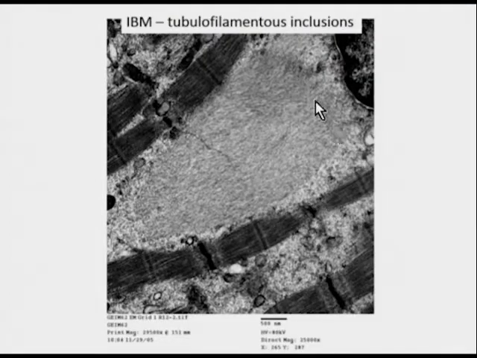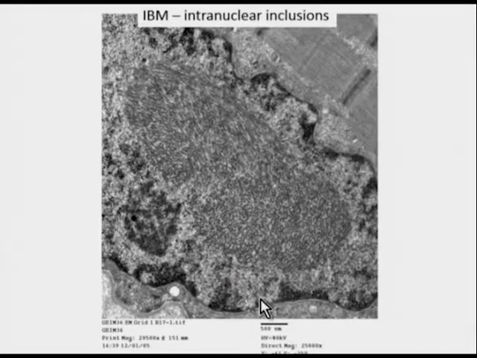Here is another tubulofilamentous inclusion in between the sarcomeres here. Again, sort of skeins of yarn with little dots. And here is one present within the nucleus. This is chromatin here, and this is the nuclear envelope. And this is the subsarcolemma. This is the sarcomere here.